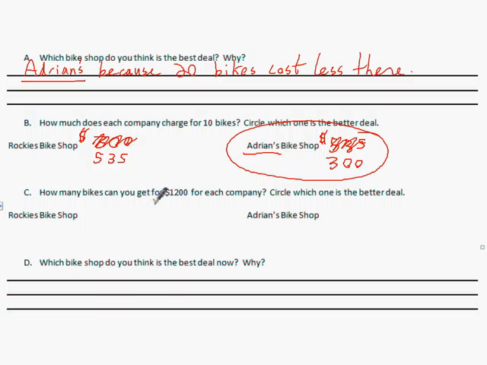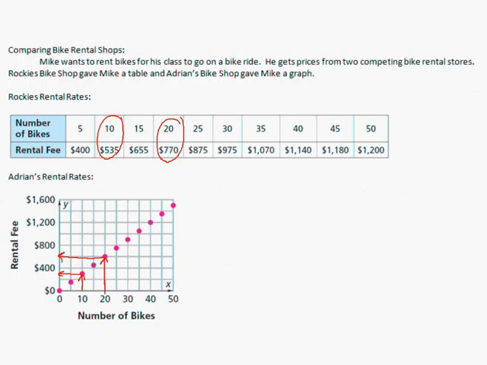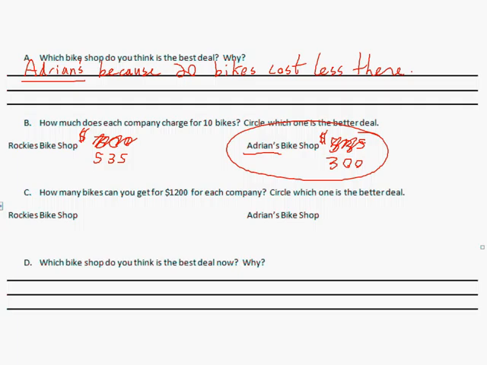How many bikes can you get for $1,200 for each company? Circle which one is the better deal. So if we're looking at money, let's see. Rental fee, $1,200. We can get 50 there. Adrian's, $1,200. We can get 40 there. So, Adrian's we get 40, Rocky's we get 50. Adrian's we thought was the best deal. Adrian's is the best deal there. Rocky's is the best deal there. So which bike shop do you think is the best deal now and why?